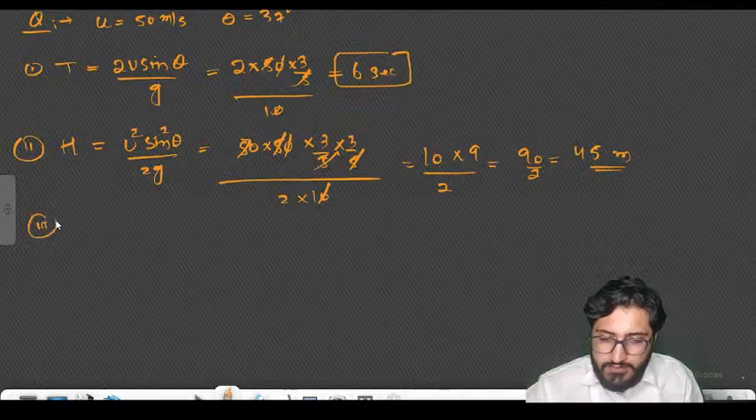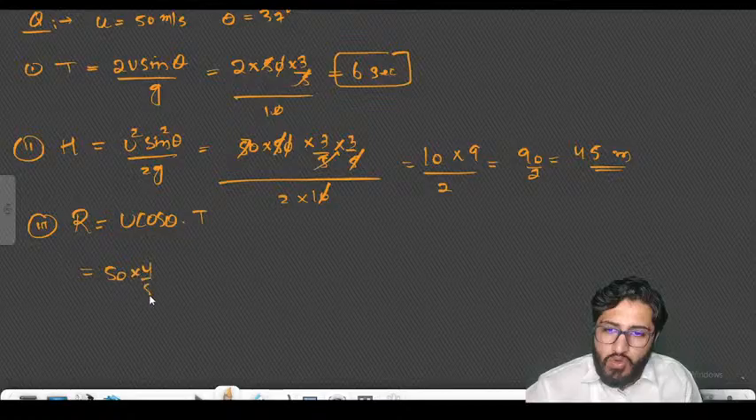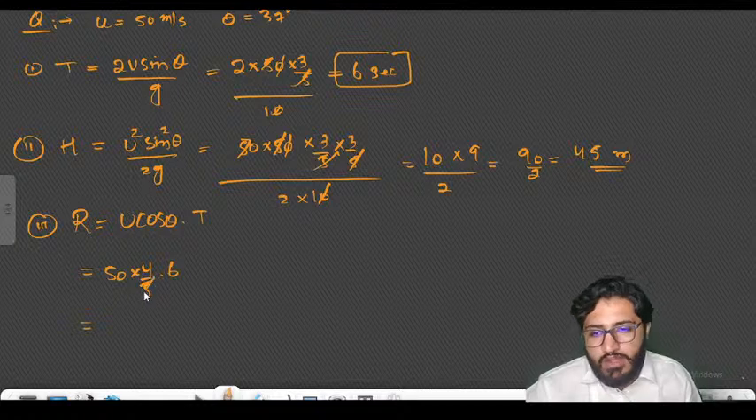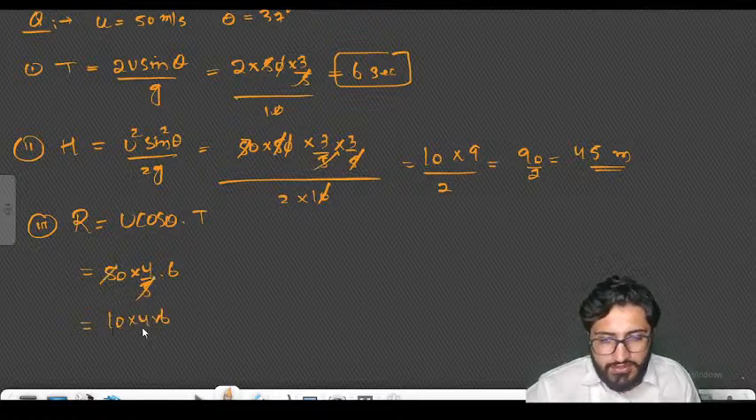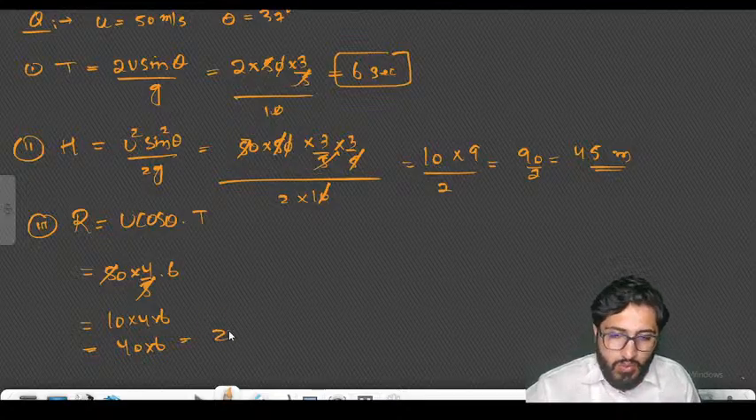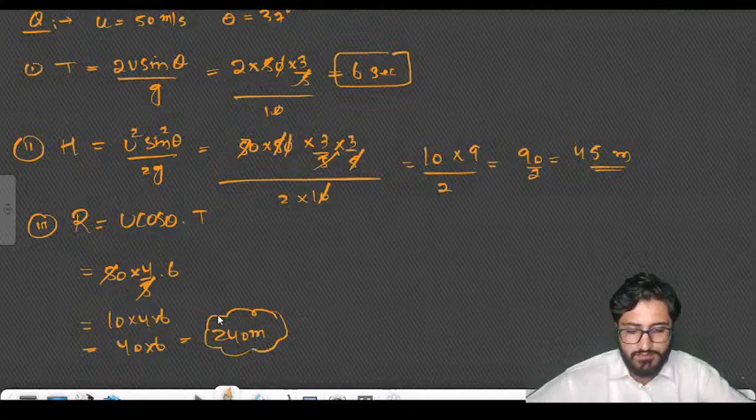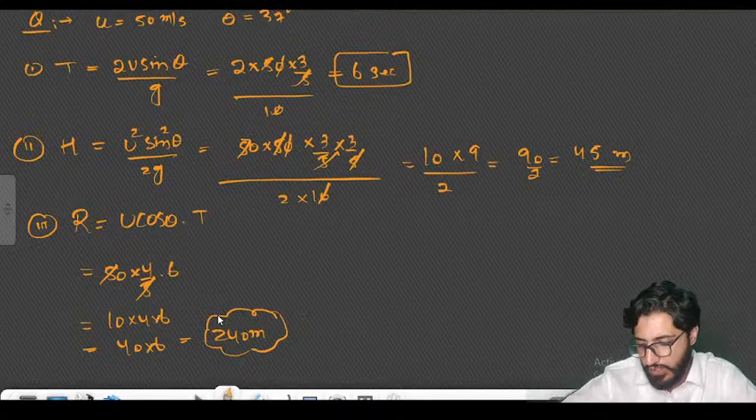Third part, that is range. Range is u cos theta multiplied with t. U is 50, cos 37 is 4 by 5, multiplied with t. What is t? T is 6. So 5 ones are 5, 5 ones are 5. It is 10 into 4 into 6. It is 40 into 6, 240 meters.